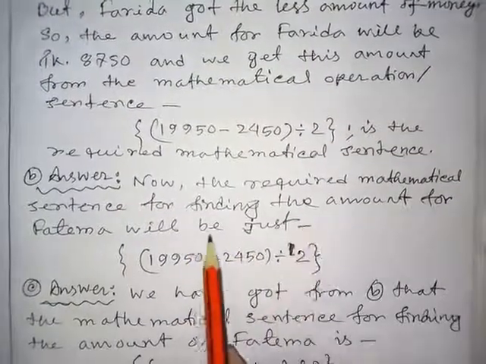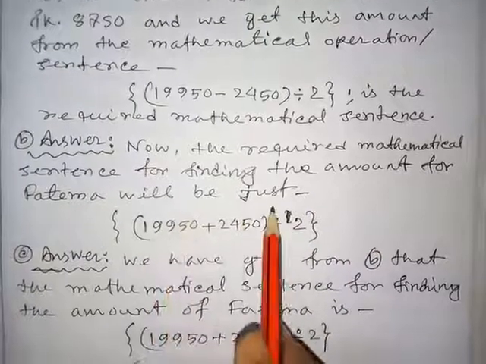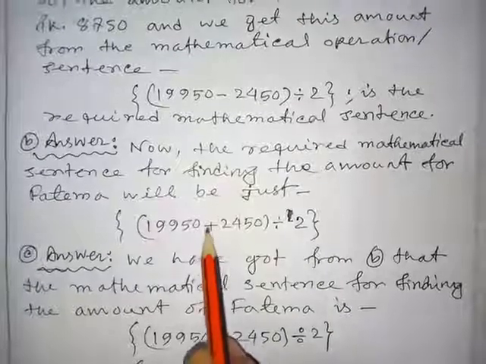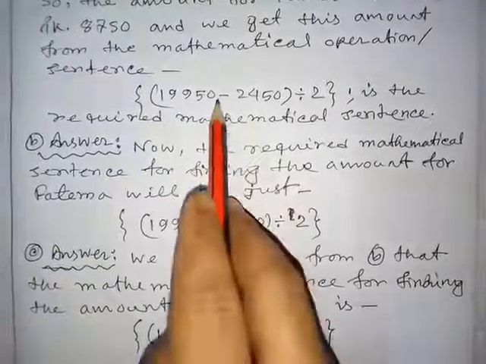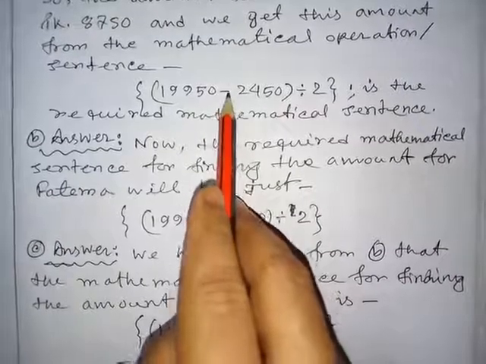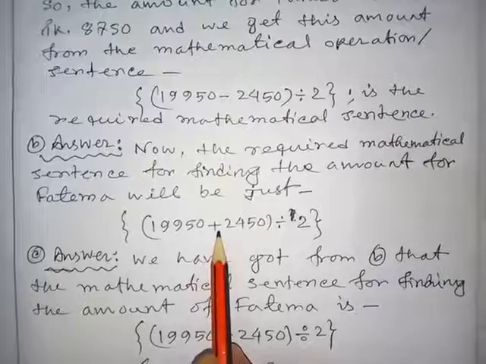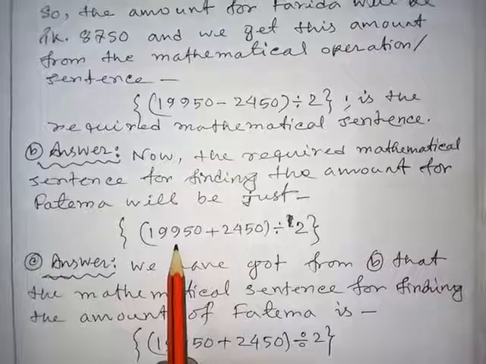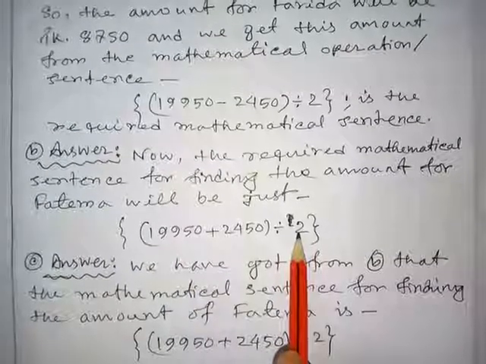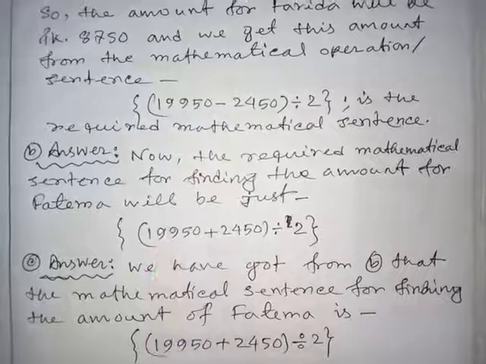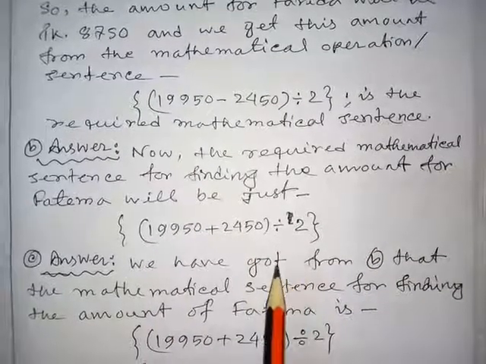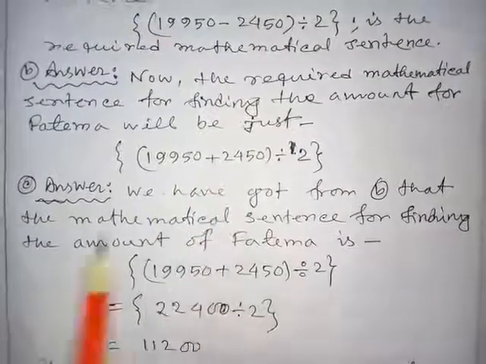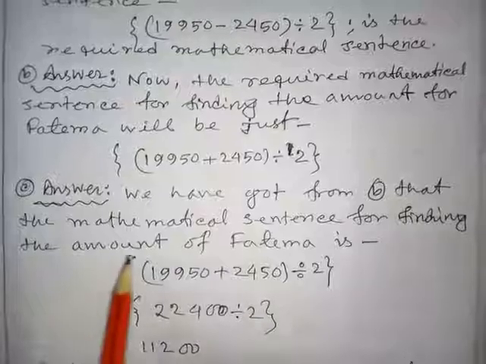Now the required mathematical sentence for finding the amount for Fatima will be just, look here, between these two mathematical sentences there is only one change in the operational sign. Here is minus, here is plus. Whoever is getting less, the operational sign will be minus, and whoever is getting more, the operational sign will be plus. So if we add the extra amount to the total amount, then divide by 2, we will get the amount for Fatima, who is getting more. There will be no other change, only the operational sign changes. So this is how you can get the mathematical sentence for Fatima.